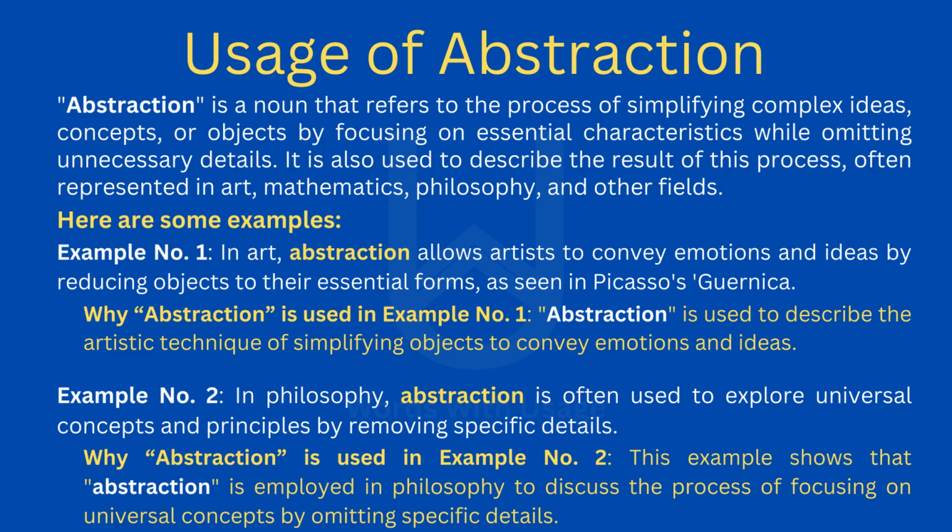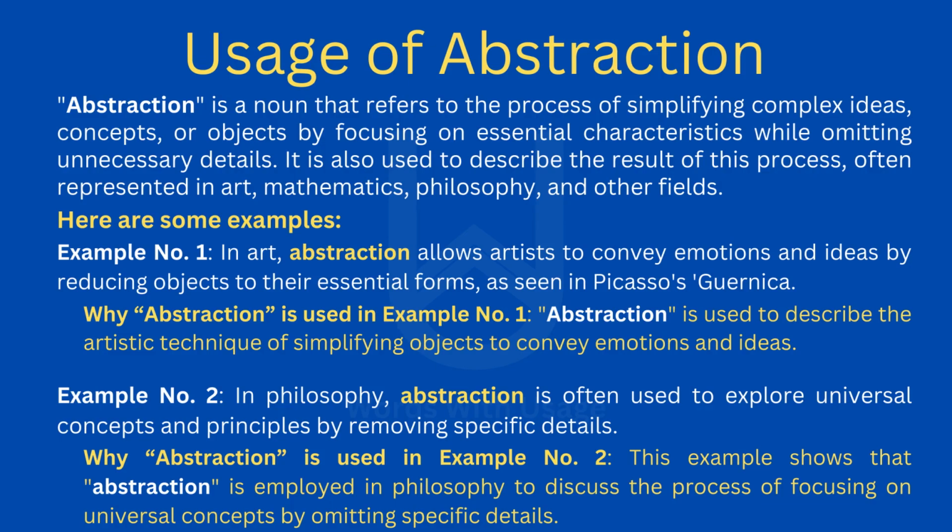Here are some examples. Example number 1. In art, abstraction allows artists to convey emotions and ideas by reducing objects to their essential forms, as seen in Picasso's Guernica. Why abstraction is used in example number 1. Abstraction is used to describe the artistic technique of simplifying objects to convey emotions and ideas.